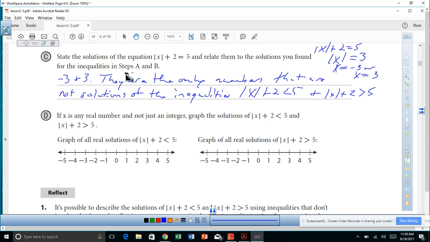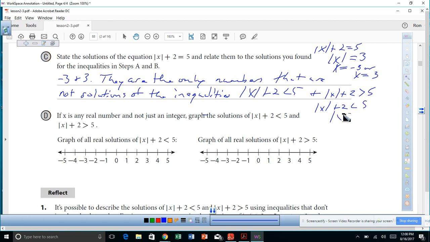Okay? All right. If x is any real number and not just an integer, graph the solution of the absolute value of x plus 2 is less than 5, and the absolute value of x plus 2 is greater than 5. So if it's less than 5, how would we graph that? Well, the absolute value of x plus 2 is less than 5.